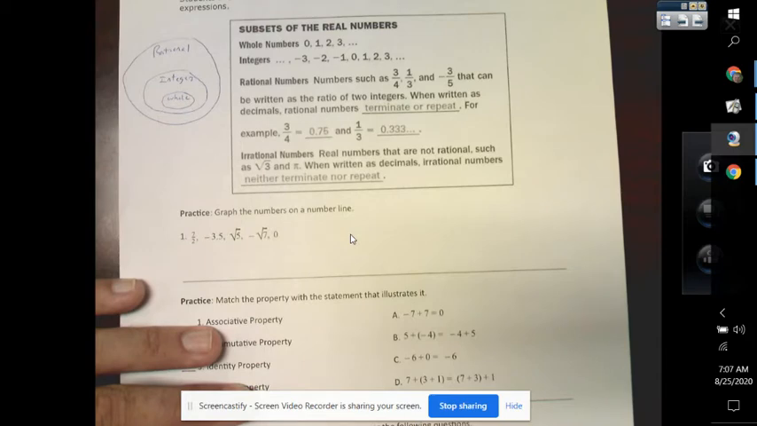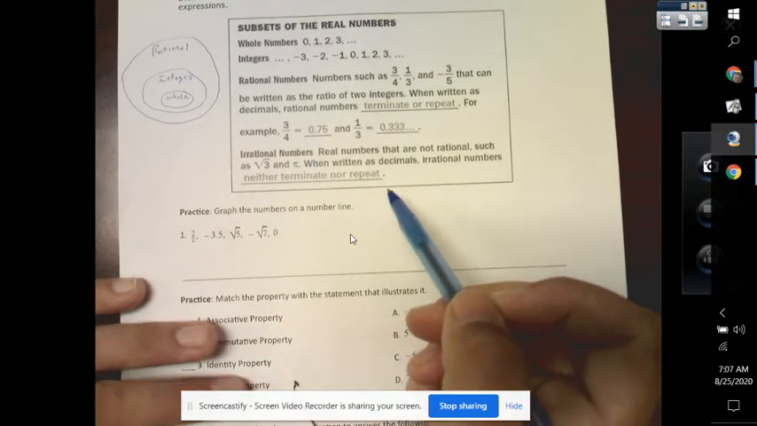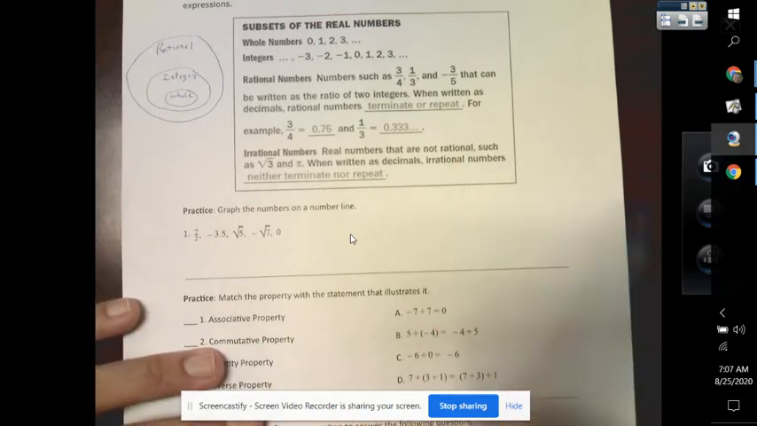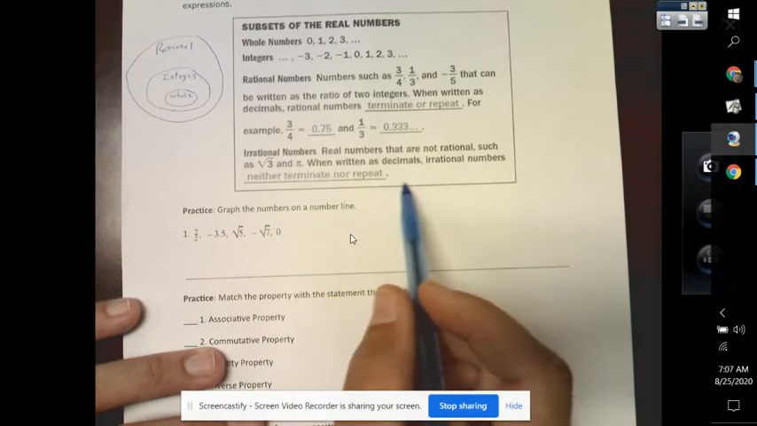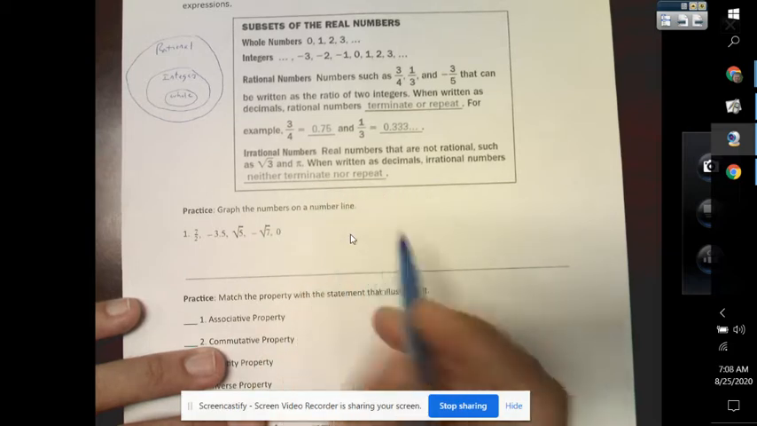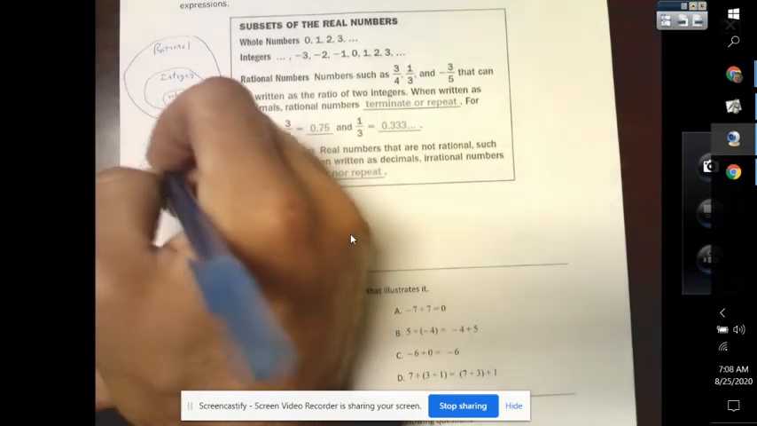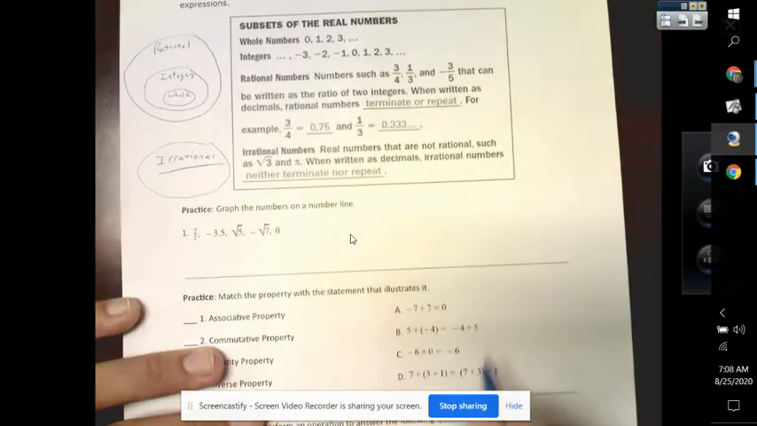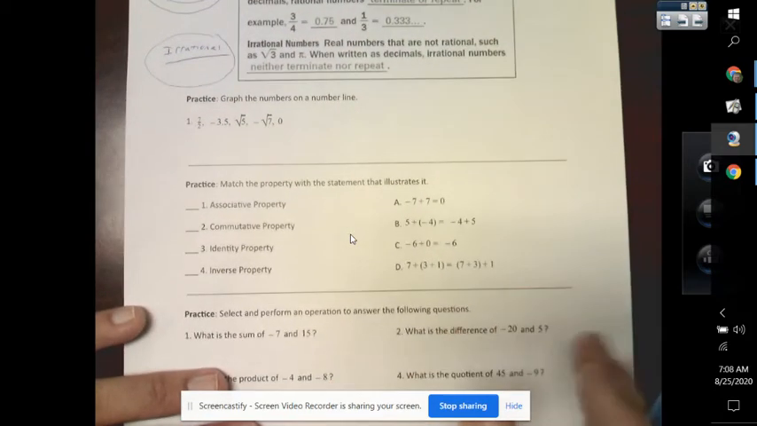A completely different set is irrational. We'll talk about these more and more this year. Irrational numbers are numbers that are not rational, obviously, such as square root of 3 and pi. They are numbers written as decimals that do not terminate or repeat. So if you had to compare these two, here's irrational over here. No matter what you do, you could never ever terminate that number. So again, just a little bit of review.